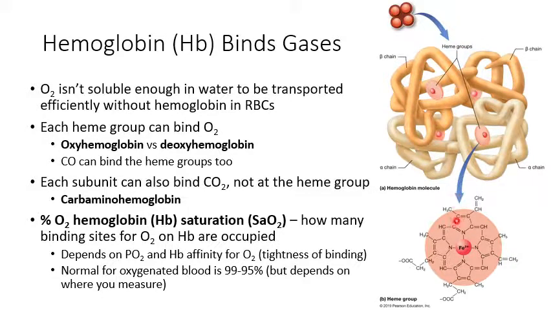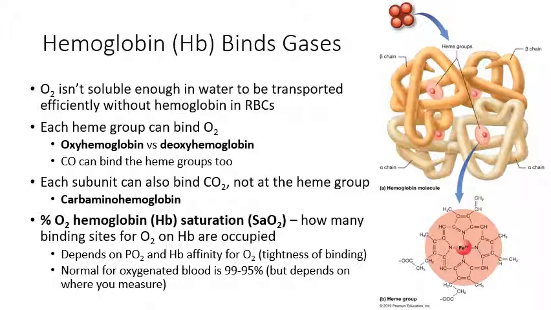So if you have oxygen attached to your heme groups in the hemoglobin, that is oxyhemoglobin. If you have hemoglobin without oxygen, that's deoxyhemoglobin. Hemoglobin carries carbon dioxide as well. Carbon dioxide doesn't bind at the heme groups, but it binds on the actual protein part, so the alpha and beta chains. And once you have carbon dioxide attached to the hemoglobin, we call that carbaminohemoglobin.